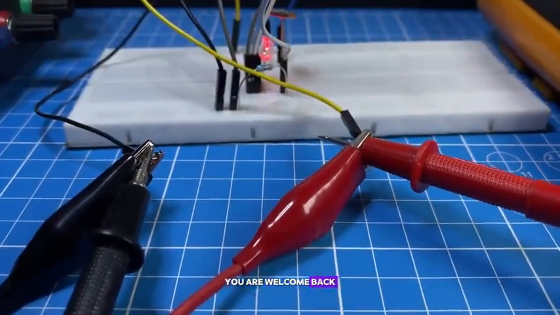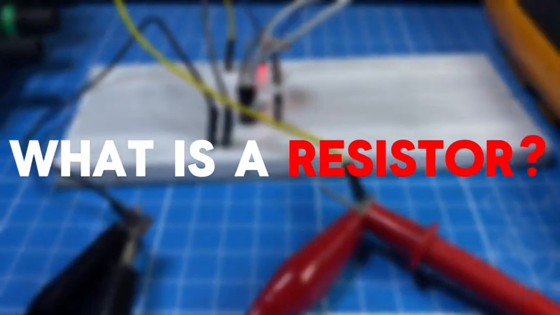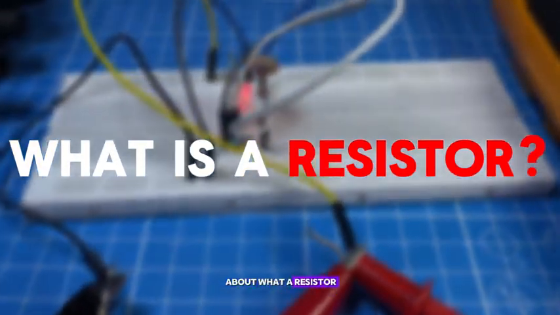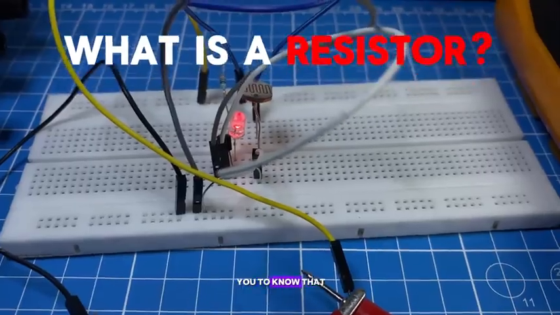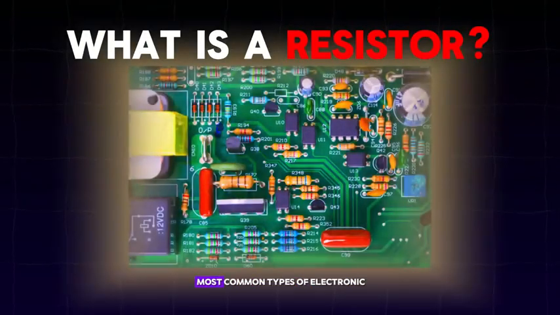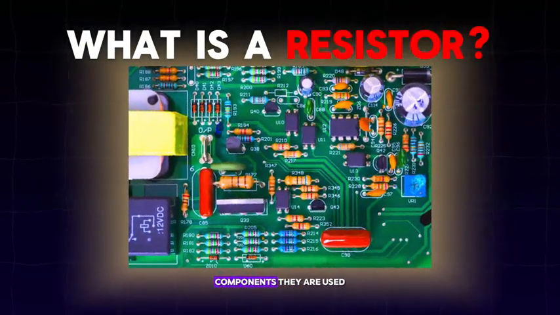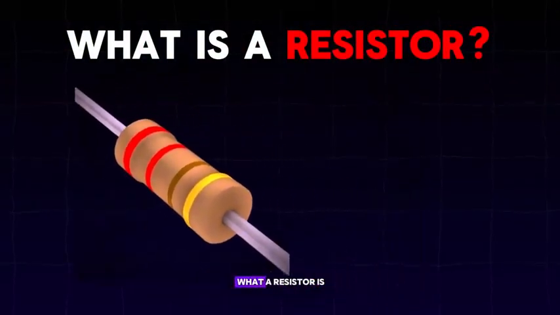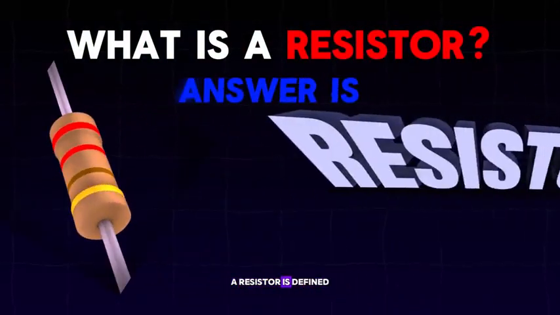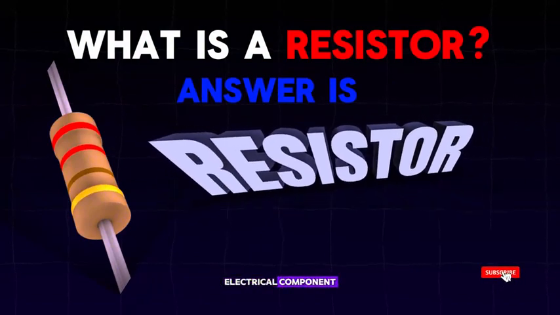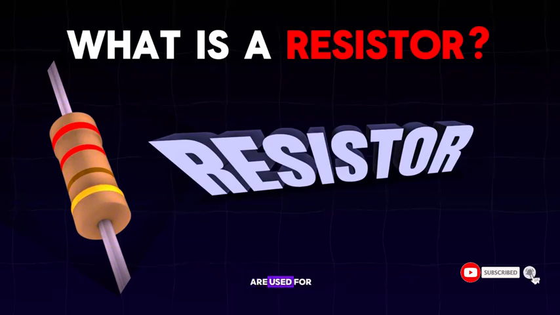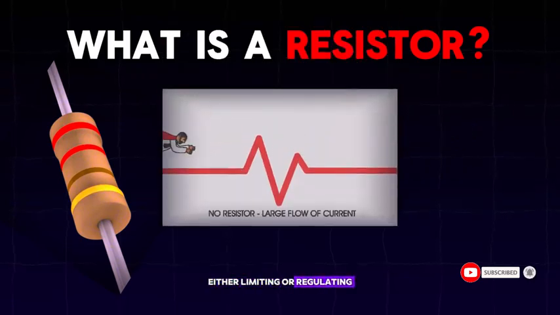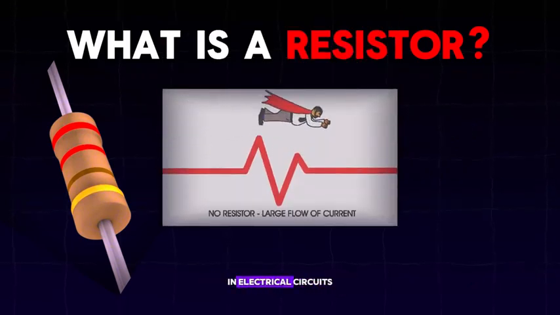You are welcome back. So now what is a resistor? But before I talk about what a resistor is about, I will firstly want you to know that a resistor is one of the most common types of electronic components. They are used in various circuits. So now let's define what a resistor is. A resistor is defined as a passive electrical component with 2 terminals that are used for either limiting or regulating the flow of electric current in electrical circuits.